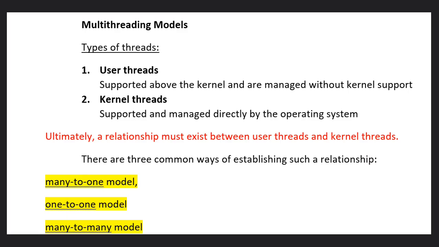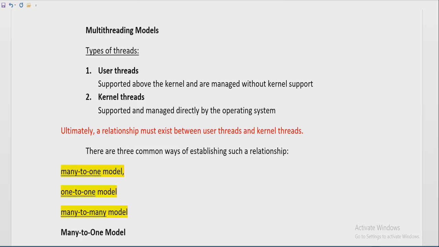The next is multi-threading models. In this we can see the types of threads we have: user threads and kernel threads. User threads are created and managed by the user, without the support of the kernel. Kernel threads are supported and managed directly by the operating system. So these kernel threads are managed by the kernel.